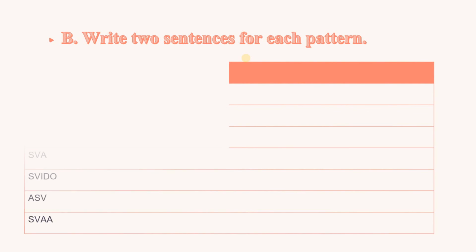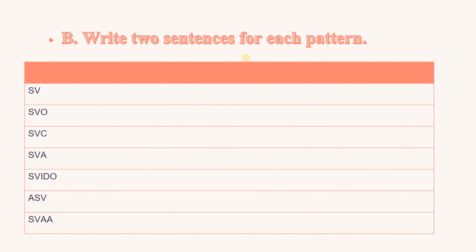There is an exercise. Write 2 sentences for each pattern. SV pattern and 2 sentences. SVO, SVC, SVA, SVIODO, ASV, SVAA. So we have to write two sentences. Please write it in your book. I hope you have understood this. Thank you, dear students.